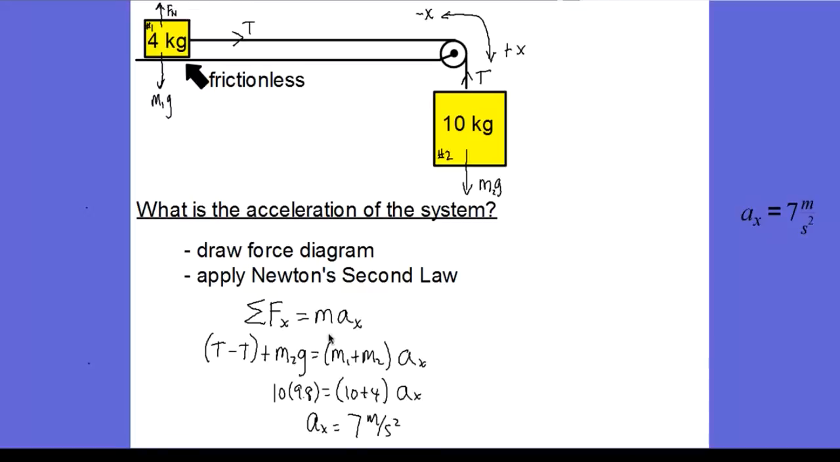And then that force is accelerating how much mass? Well, both blocks, m1 plus m2. So solving that equation for a, we see that the acceleration of this system is going to be 7 meters per second squared.